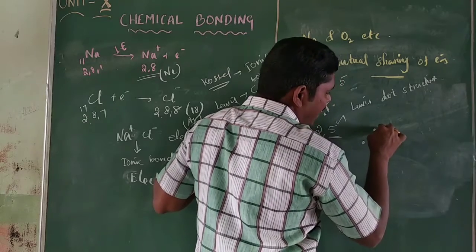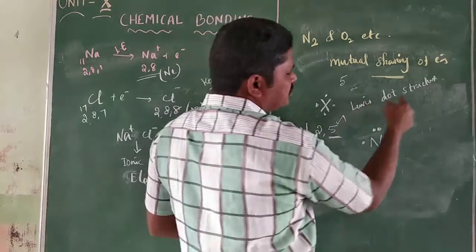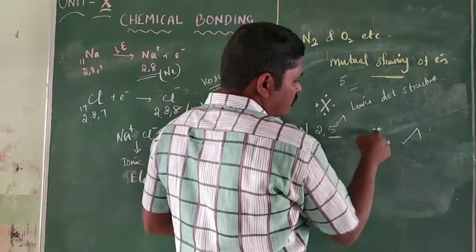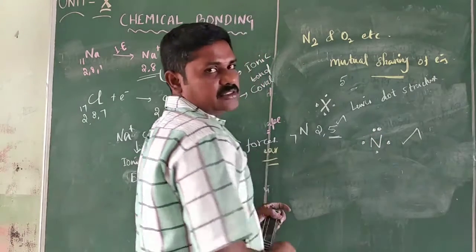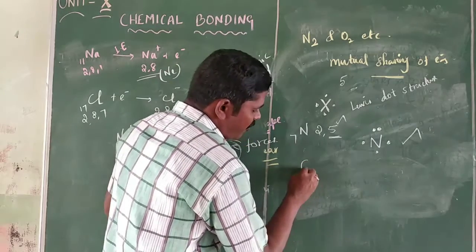Electron represents the dot. Are you right? So the Lewis dot structure of nitrogen, N. Okay, so 2 paired electrons, 3 unpaired electrons. Are you right? Next, the Lewis dot structure of carbon.